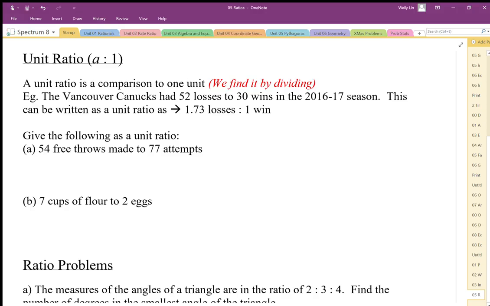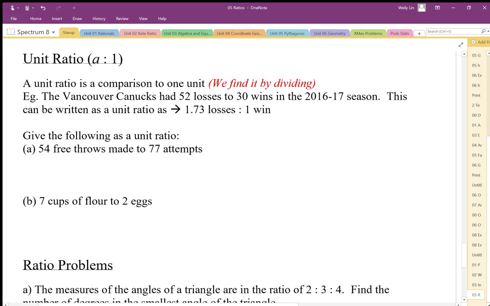other problems. So for example, the Vancouver Canucks here have lost 52 games and had 30 wins in the 2016-2017 season. So they weren't very good. So we can find a unit rate for this case by dividing. That's how we find any multiplier. To find any multiplier, we divide. Okay, that's a very important principle.